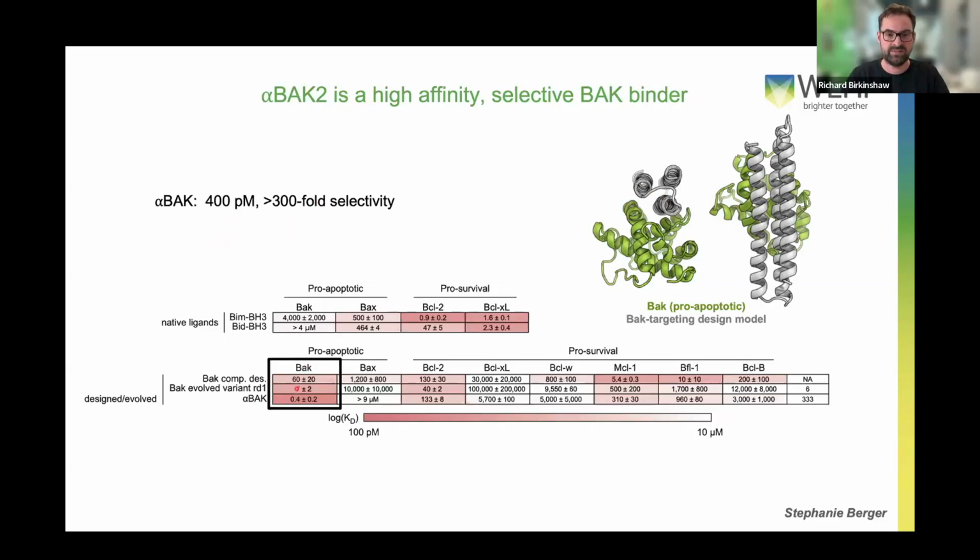So this is it here. Here's the CDP02, anti-BAC1, which is about 7 nanomolar, and then the 400 picomolar for anti-BAC. And you can see that it has this high selectivity. The closest binder was BCL2, but it's over 300-fold selective over this. So this is really where we wanted to be.